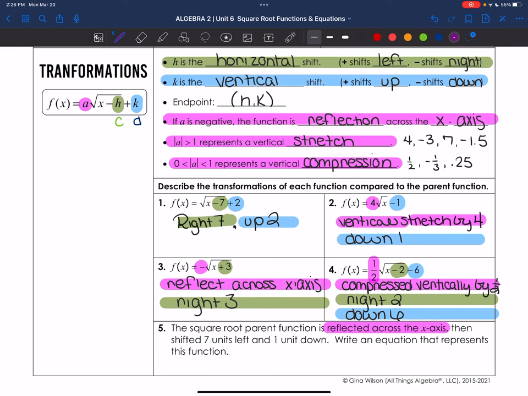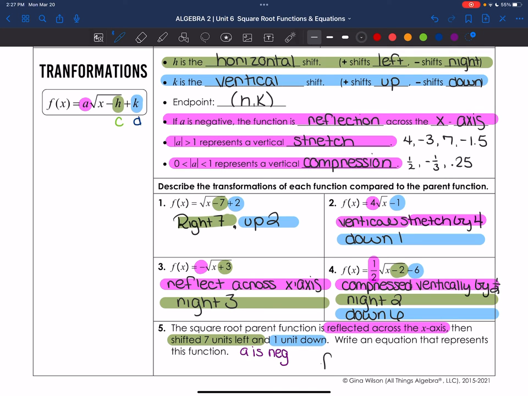So let's make a little note to ourselves that we're going to have a is negative. And then it says it shifted 7 units left. Left is a horizontal. Shifted 7 units to the left. And then it says 1 unit down. That's a vertical movement.